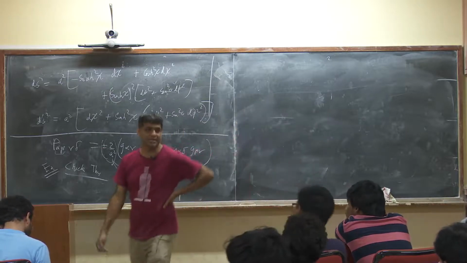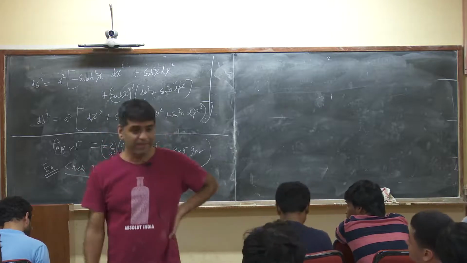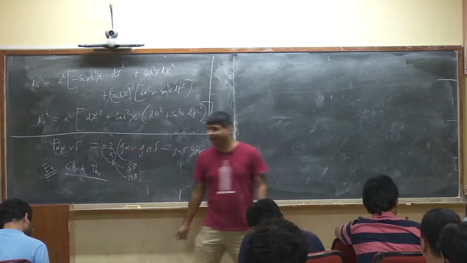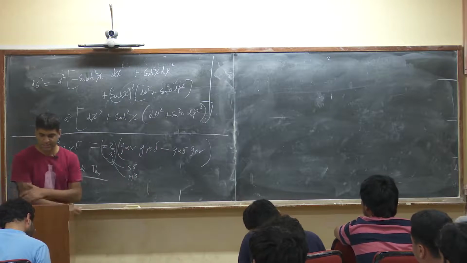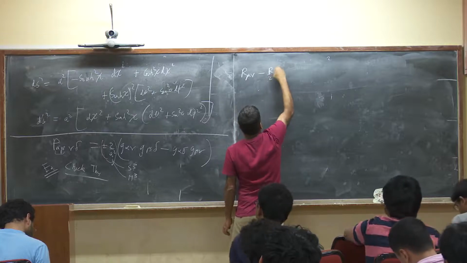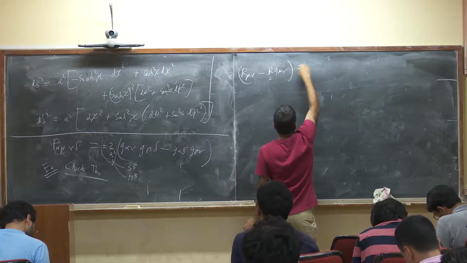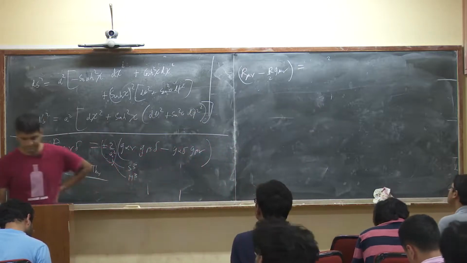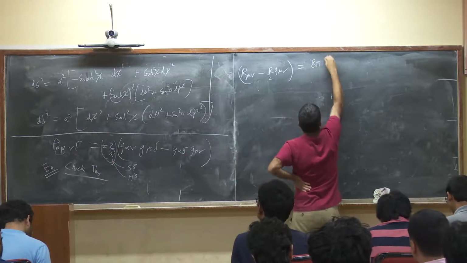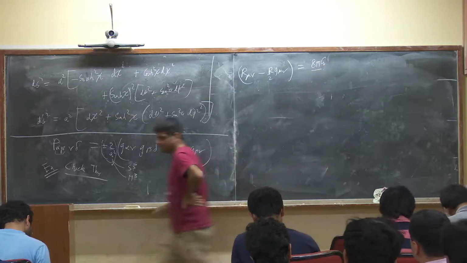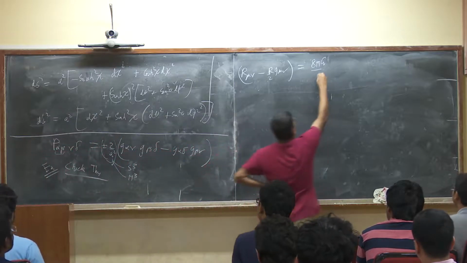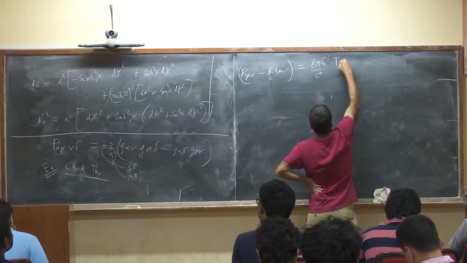So far what we've done is kinematics. Now we want to start doing dynamics. What we want to do is to write down Einstein's equations for the universe. Now what are Einstein's equations? Einstein's equations are R mu nu minus half R g mu nu is equal to 8 pi G Newton by c to the 4, T mu nu.